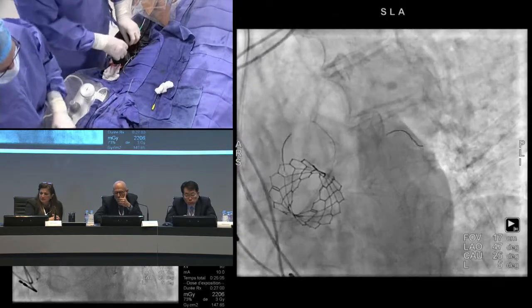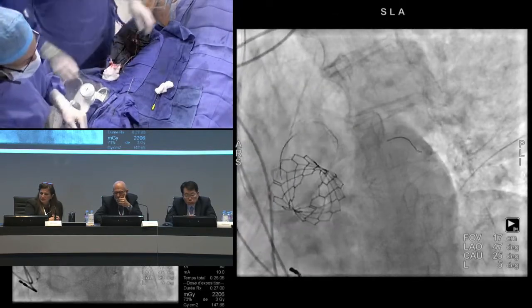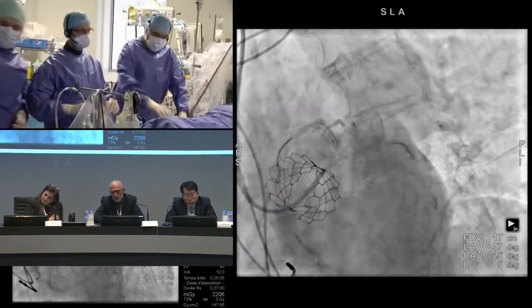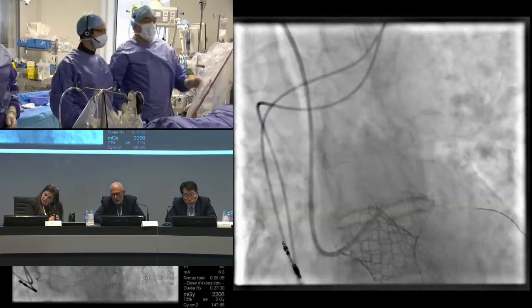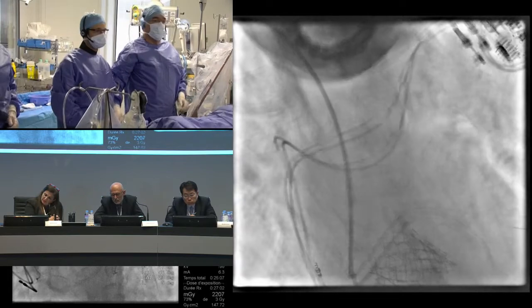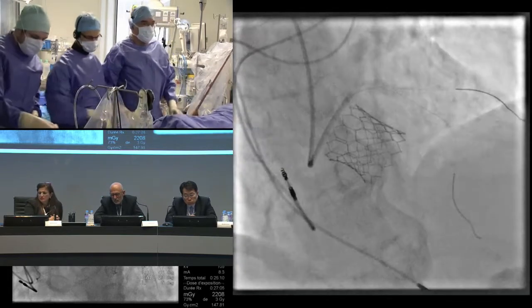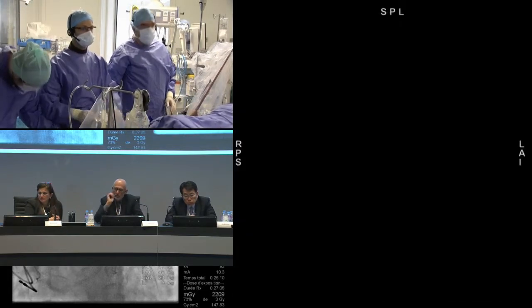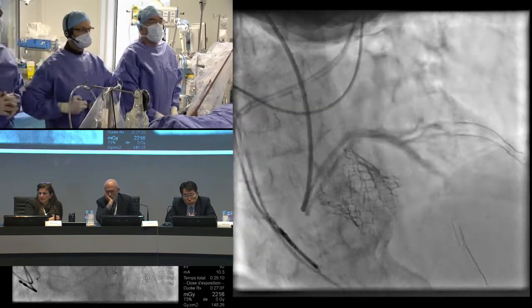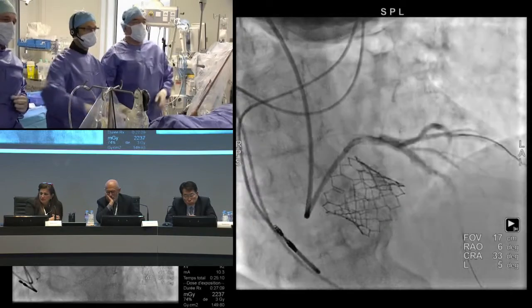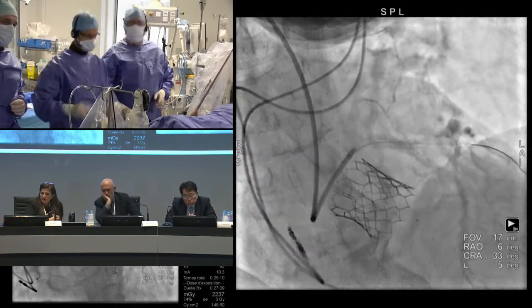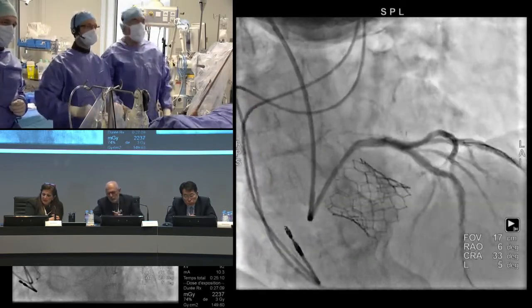That's better. So now, we have to look at the length. The length of the stent should be at least 23. If you use the cranial view like that, we will have to cover from the ostium to the proximal, to the origin of the small first diagonal. It should be 23. Yeah.